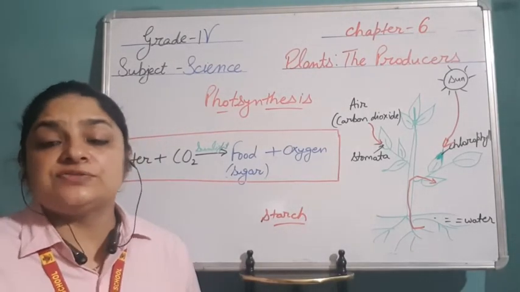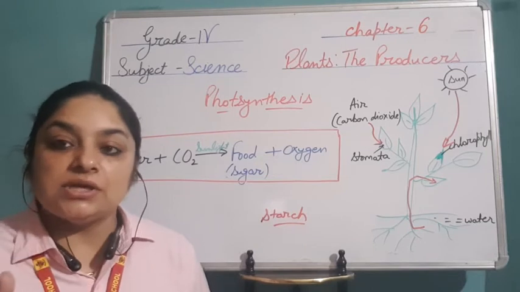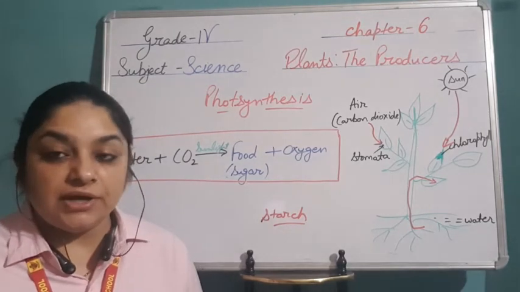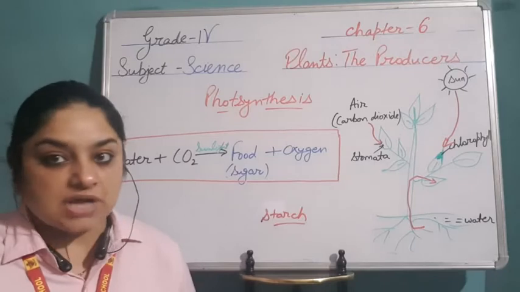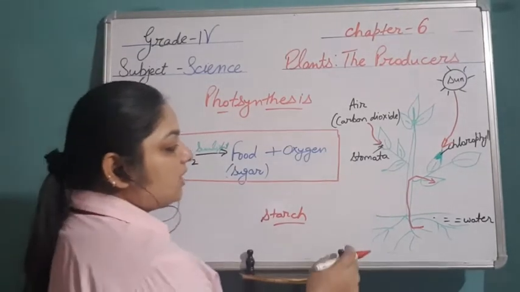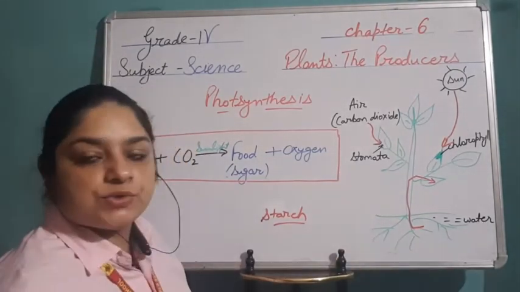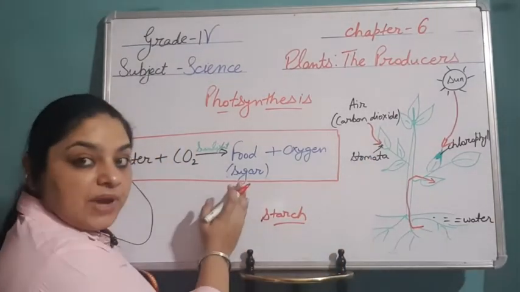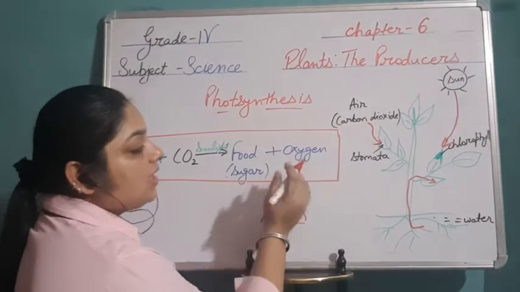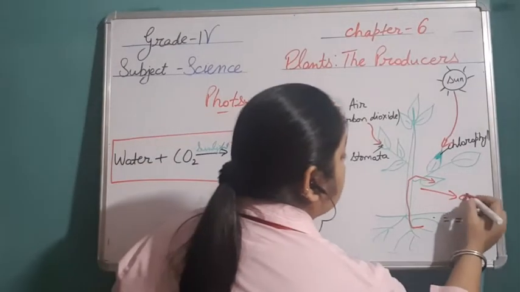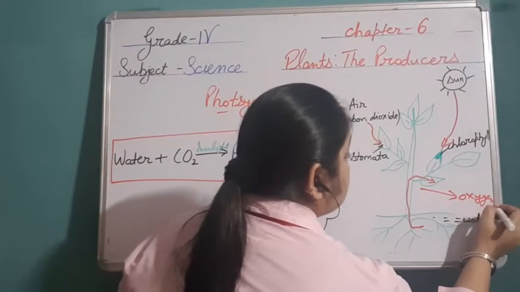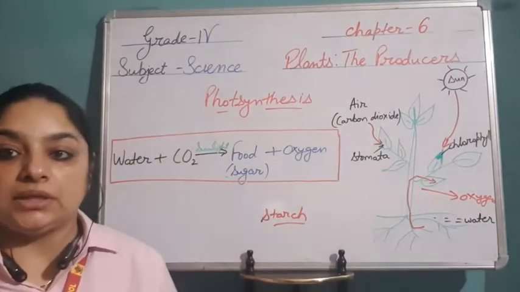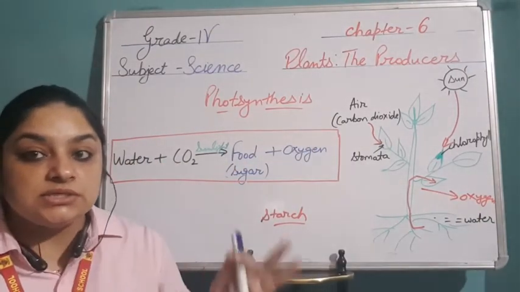If you dip rice for some time in water, you can see the water will turn white after some time, right? It is due to the presence of starch. There are other different ways also by which you can prove it. Along with the preparation of food by photosynthesis, plants also give out oxygen. This is the oxygen which we breathe in. So this is complete photosynthesis.